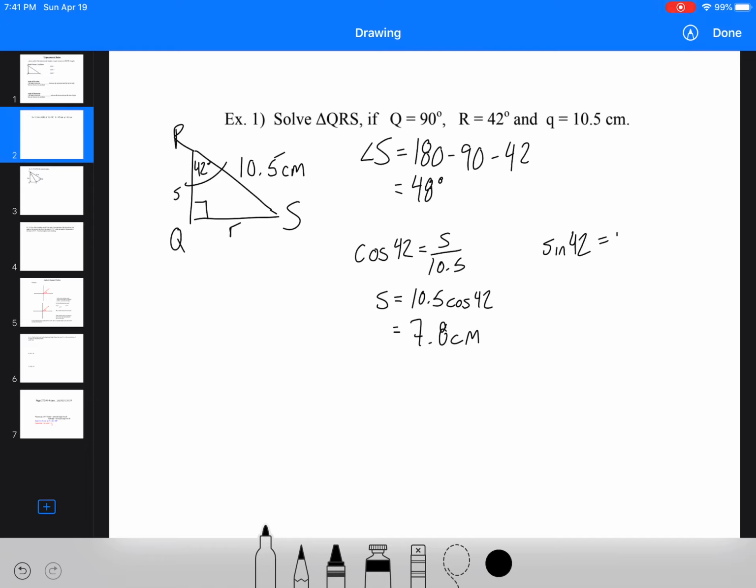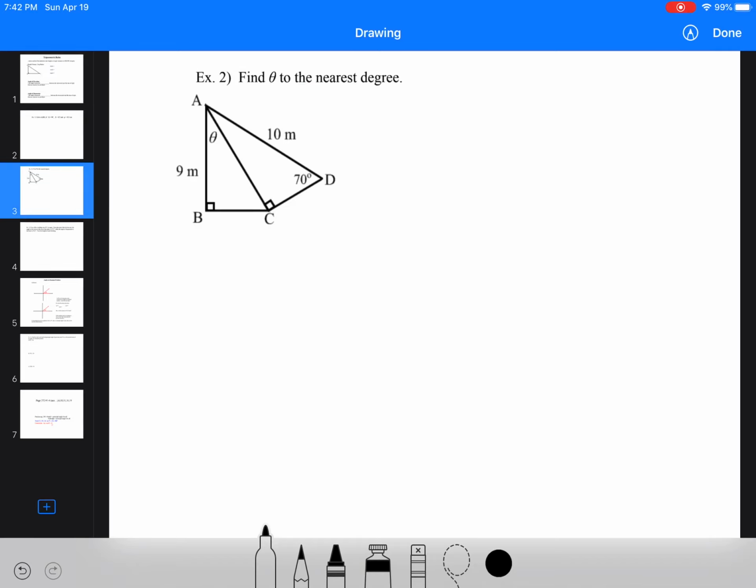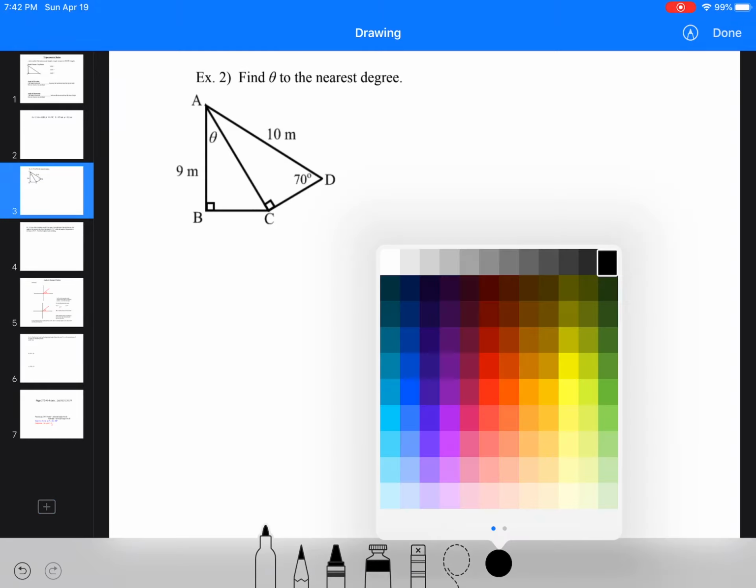and that's centimeters. Now I'm going to just go right back and find R using sine. So sine 42 equals R over 10.5, opposite over hypotenuse. Then we get R equals 10.5 sine 42, and sine 42 times 10.5 gives us 7.02 or 7.0 centimeters. So we've solved our triangle because we have all of our sides and all of our angles. We're all done there.